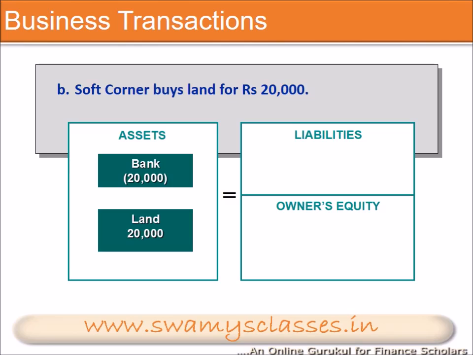But parallelly, your assets will go up in the name of land account by 20,000. In simple words, land is coming in, money is going out of the bank account. Dual aspect concept: something coming in, something going out. So again, the total of assets will be equivalent to the total of liabilities and owner's equity.